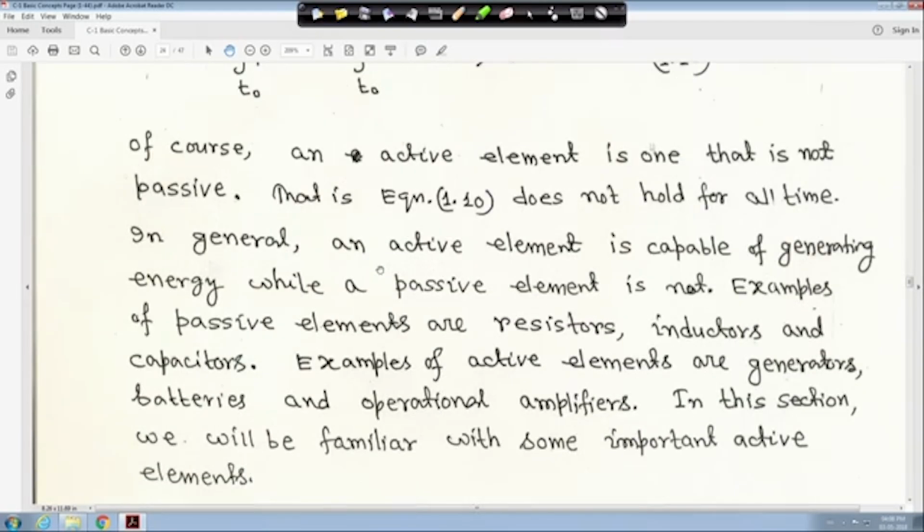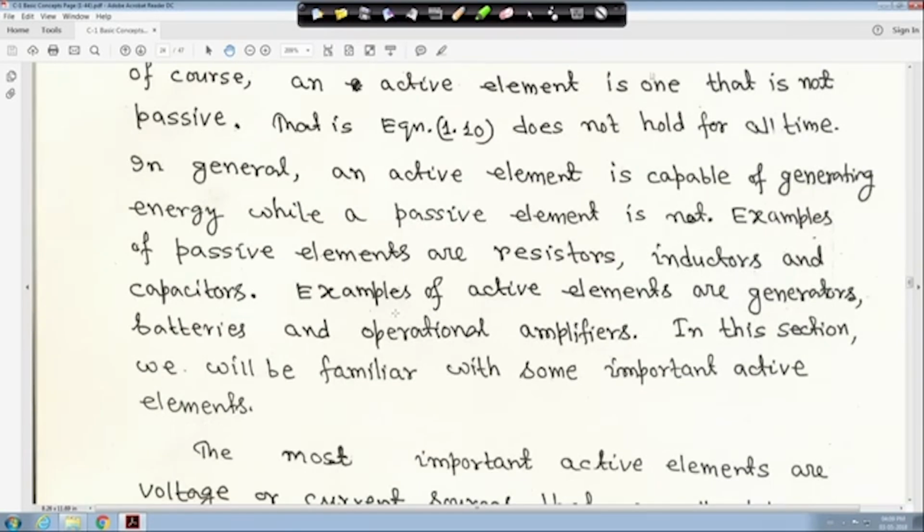For example, passive elements are, in general, resistors, inductors and capacitors, right. Examples of active elements are generators, batteries and operational amplifiers. So, these are certain things you should keep in your mind. Passive elements are resistors, inductors or capacitors, and active element examples are generators, batteries and your operational amplifiers.